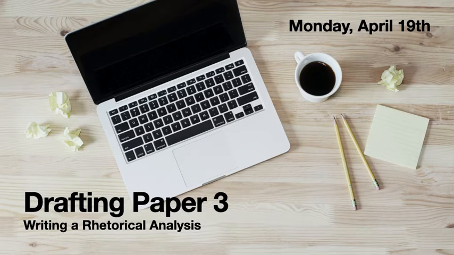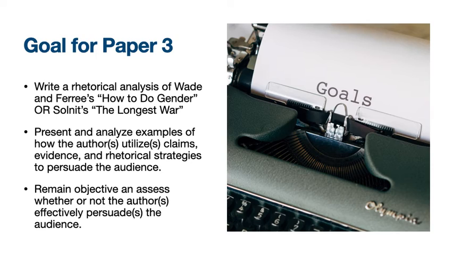Hey everyone, today we are going over the drafting instructions for our third paper, specifically how we can write a rhetorical analysis effectively. So our goal for paper 3 is really centered on writing a rhetorical analysis of one of the two articles that we have read and been analyzing in class. Specifically, you're choosing between Wade and Faree's How to Do Gender and Solnit's The Longest War.